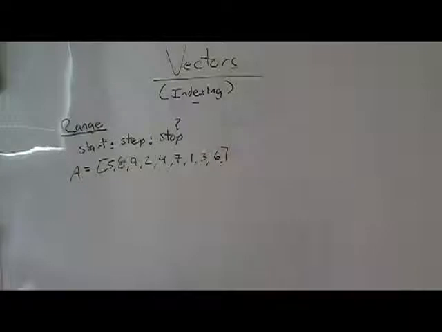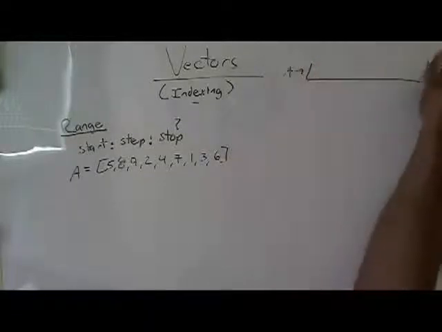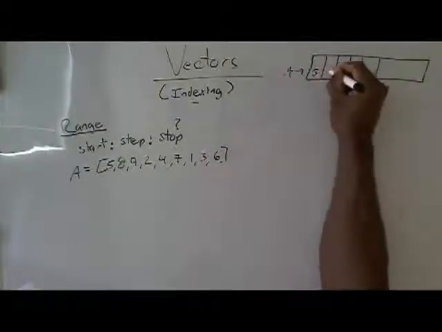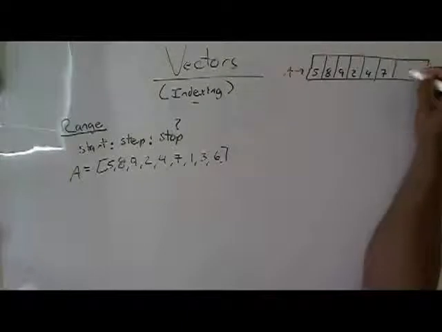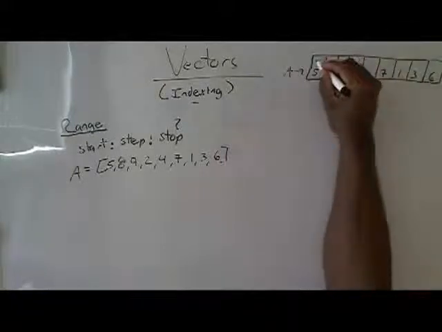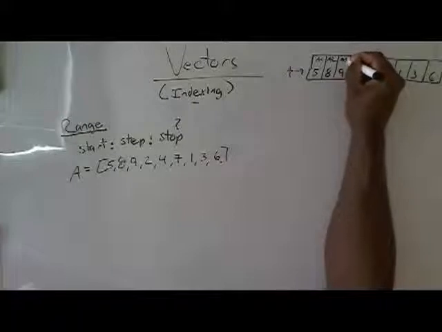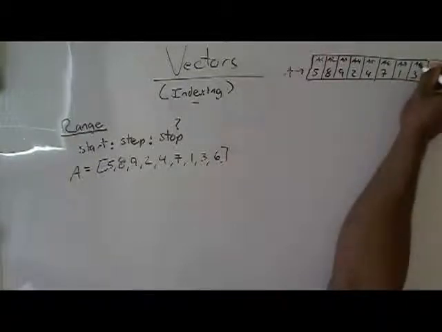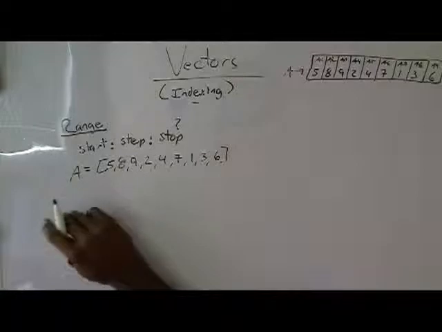Okay, and remember once again, this is setting up memory locations. So A is 5, 8, 9, 2, 4, 7, 1, 3, and 6. And then this is memory location A1, A2, A3, A4, A5, A6, A7, A8, and A9. Okay, so now I'm going to index this with my range operator.